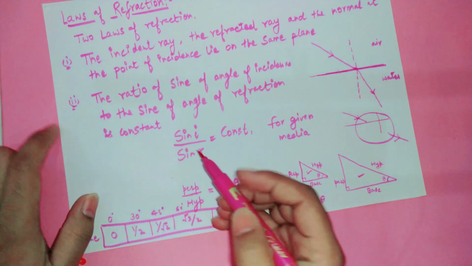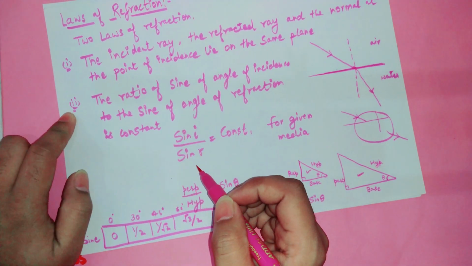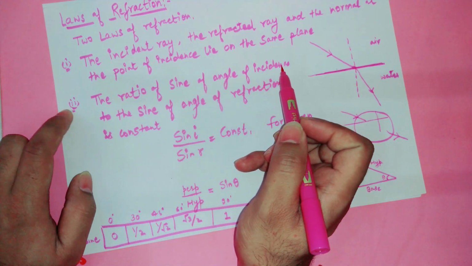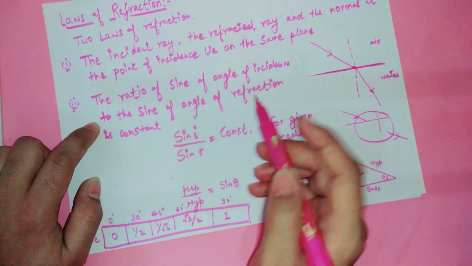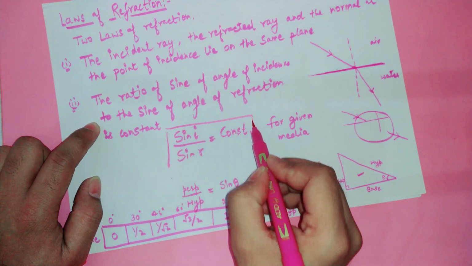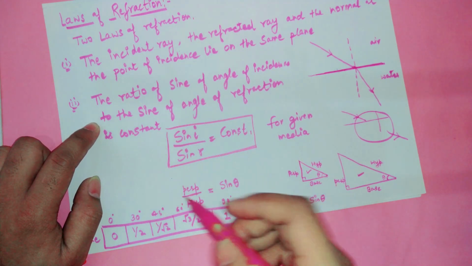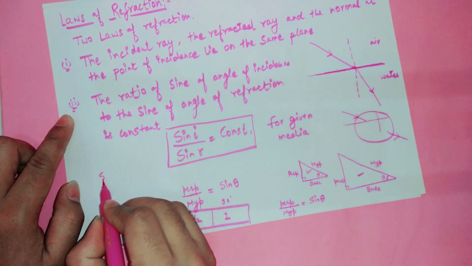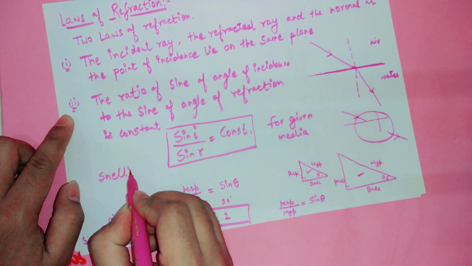So the second law of refraction states that the ratio of sine of angle of incidence to the sine of angle of refraction is constant. This is constant, and this law is called Snell's law.